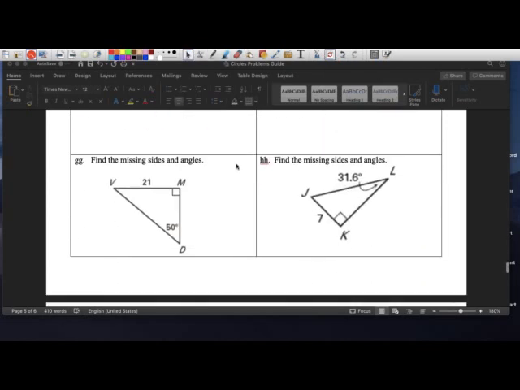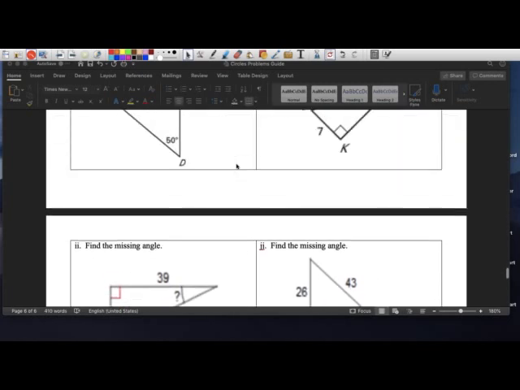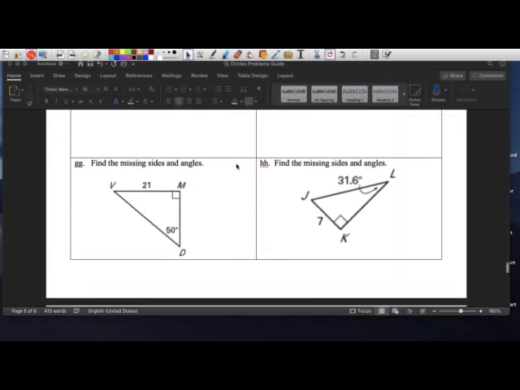And I think find the missing sides and angle. Again, the angles are pretty easy to find. Didn't I just do that?